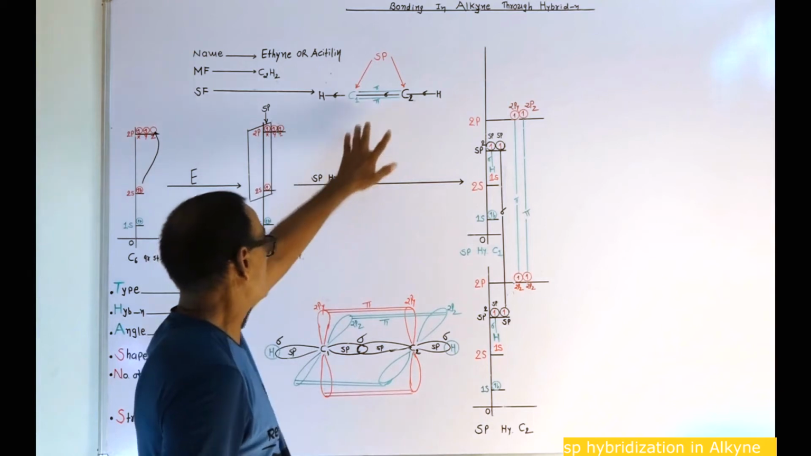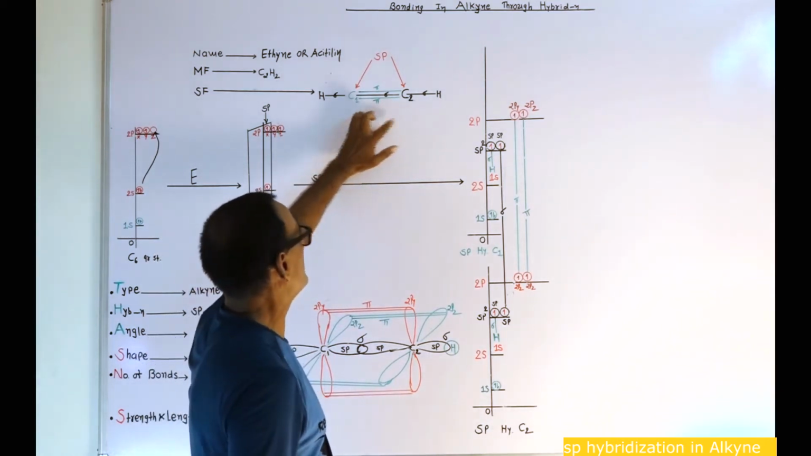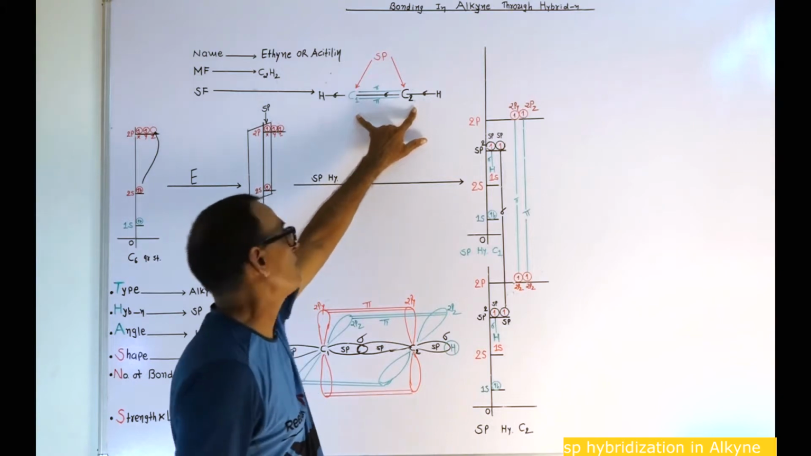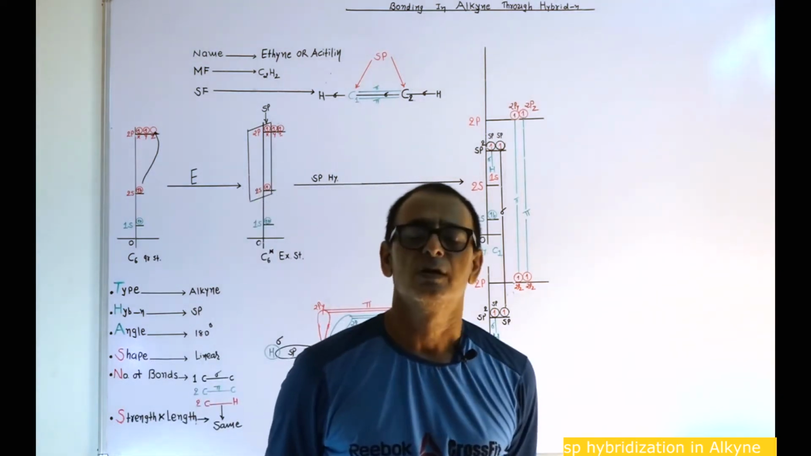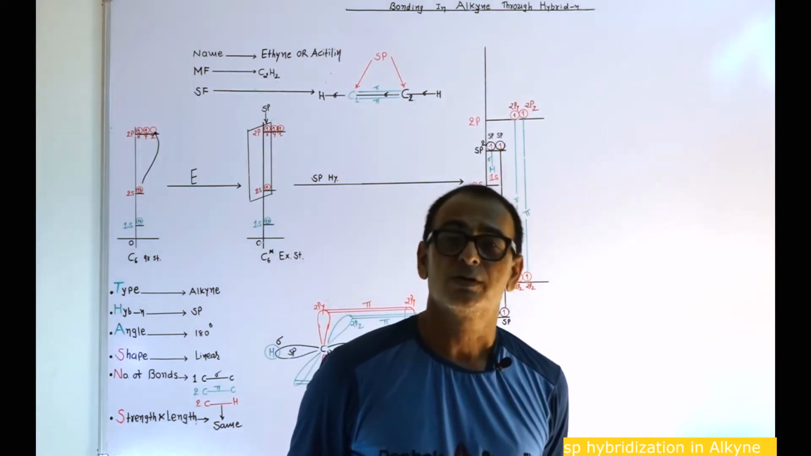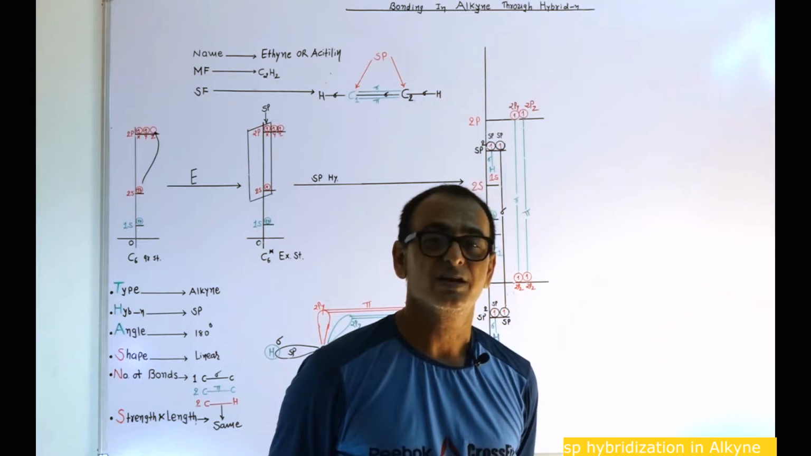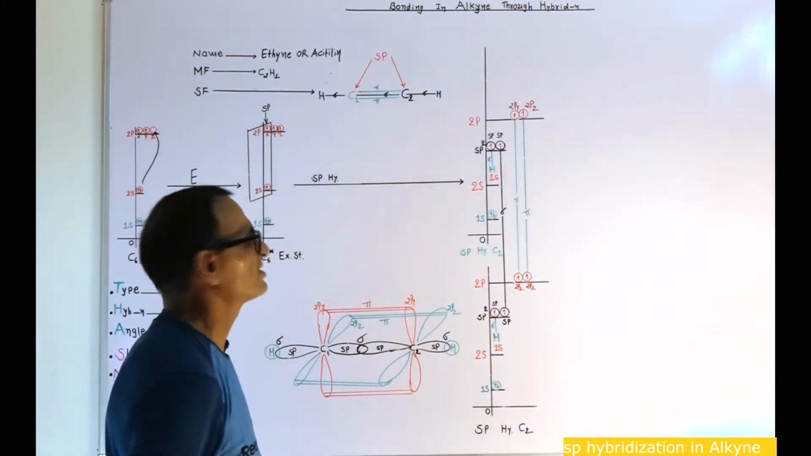In the structure of ethyne, there are two carbon atoms, C1 and C2. There is a triple bond between both carbon atoms, and both carbon atoms are attached to a single hydrogen through a single bond, a sigma type bond.